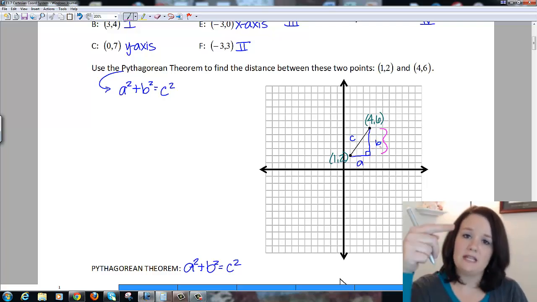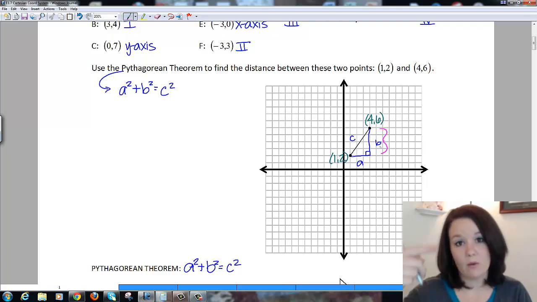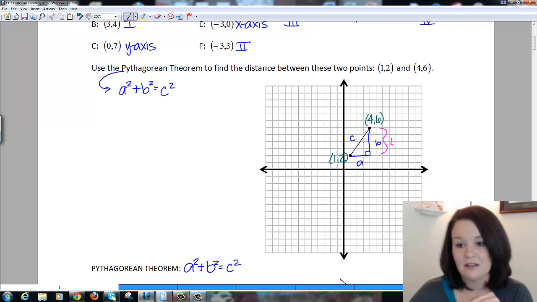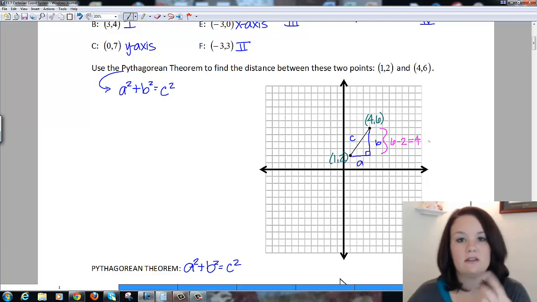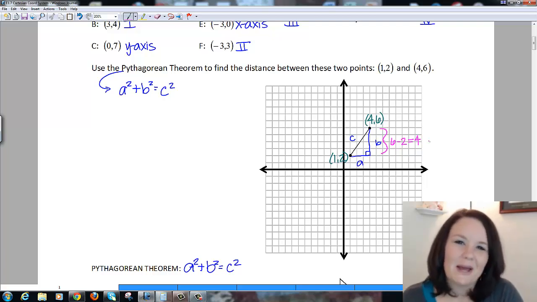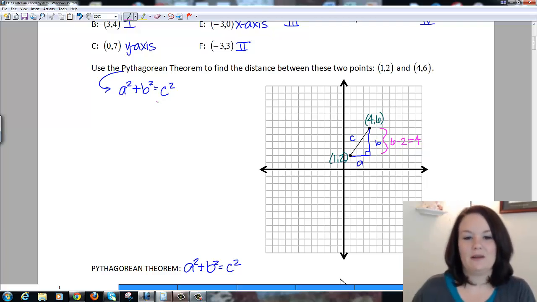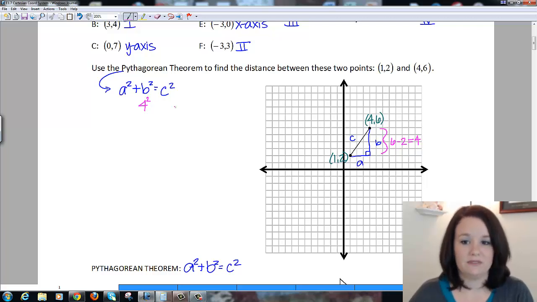If I'm going up and down, that's my y, or my change in y. So notice my high y value is 6 and my low y value is 2. So 6 minus 2 gives me that distance of 4. And I realize it's easier to count the boxes, but we're going to apply this in a minute, so that's why I'm going through it. So I'm going to put over here that my b is 4, and I'm going to square it because that's what the problem says to do.